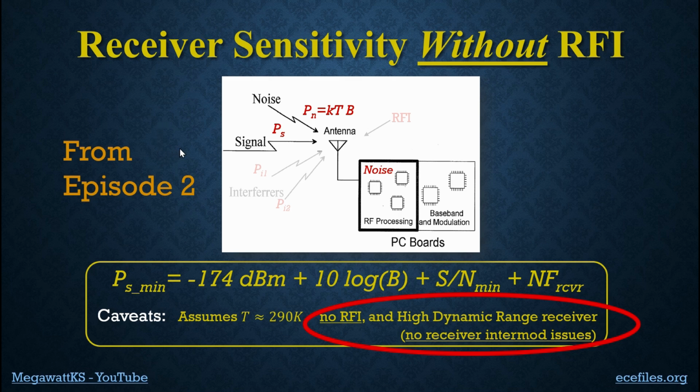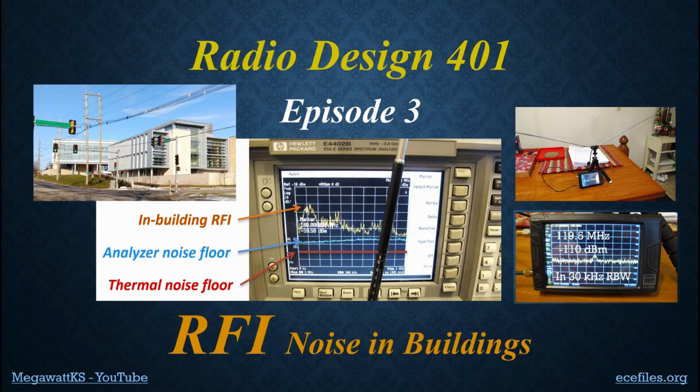This slide from episode 2 shows what a radio receiver has to deal with. We have signals coming in, and presumably we have one signal we want to get, and it may be fairly weak. But as we discussed in that episode, we also have noise coming in. But this slide doesn't deal with radio frequency interference. It assumes the RFI is essentially zero. So as we said, the caveats are there's no RFI, and there's also no receiver intermod issues like those discussed in episode 1. But in the real world, that's not the case.